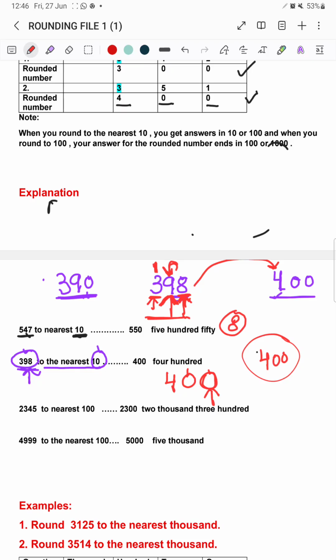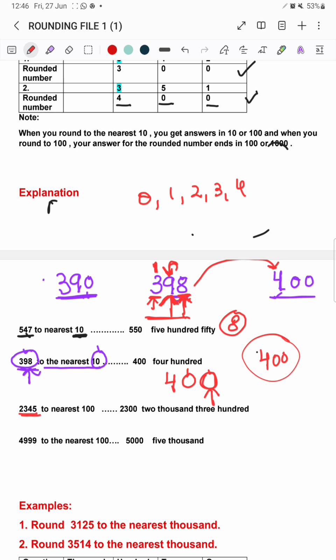Okay, so the rule says if the digits are 5, 6, 7, 8, 9, we raise the value by 1. If we have to round to the tens, we raise the tens digit by 1. If it is lower, not 5, 6, 7, 8, 9 but 0 to 4, we do not do anything. Now let's take one more example.